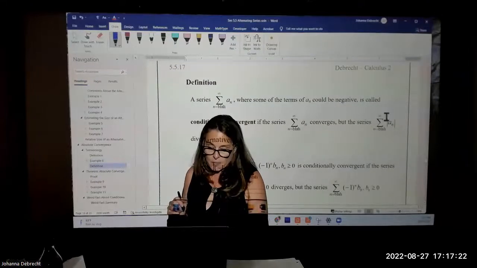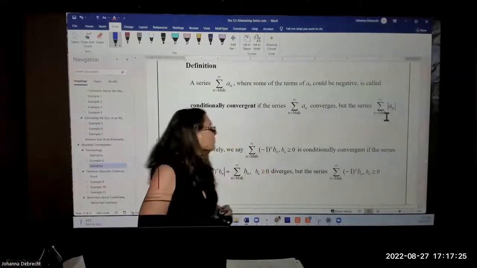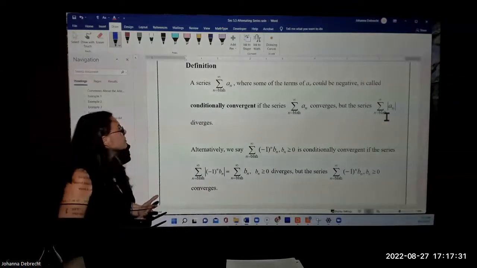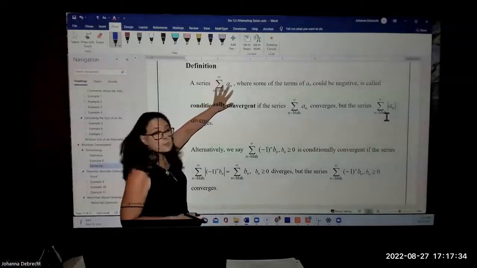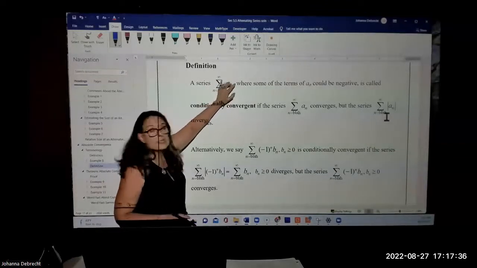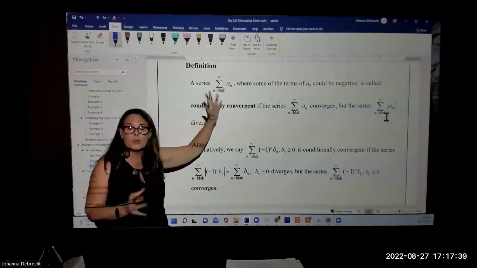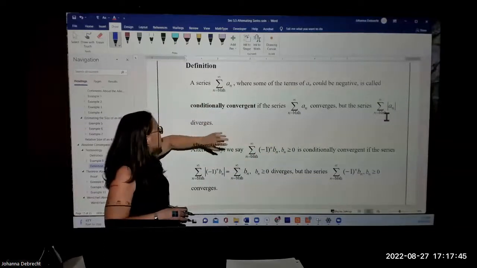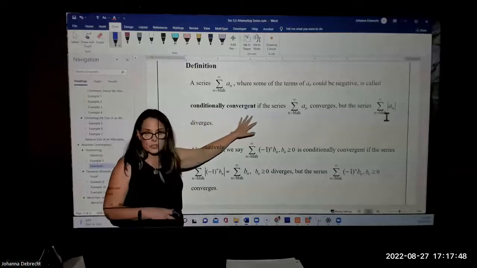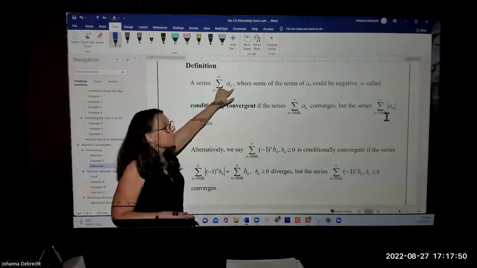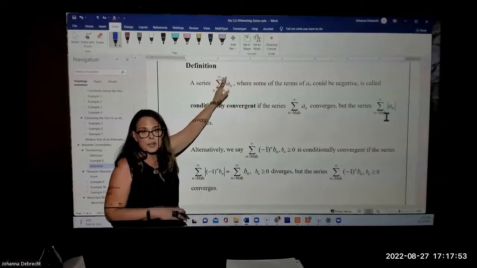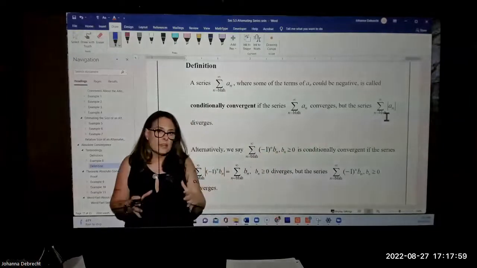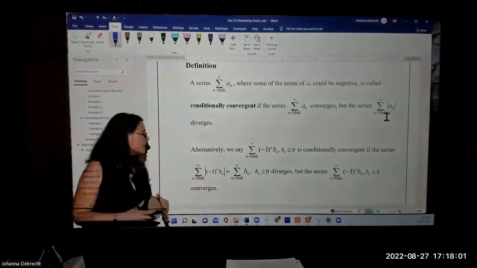Let's now talk about what it means to be conditionally convergent. If we're not absolutely convergent, we could still be conditionally convergent. Again, we're starting with some series where we have a sequence, and some of the terms of the sequence could be negative. It could be alternating, but it could be like every third one is negative, so it doesn't have to be strictly alternating. And we would call this conditionally convergent if the original series, with possibly some negative terms, does converge, but the series of the absolute value of the summand does not converge.